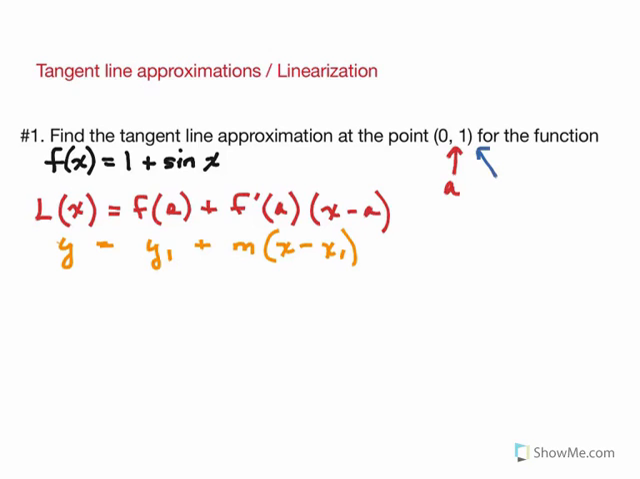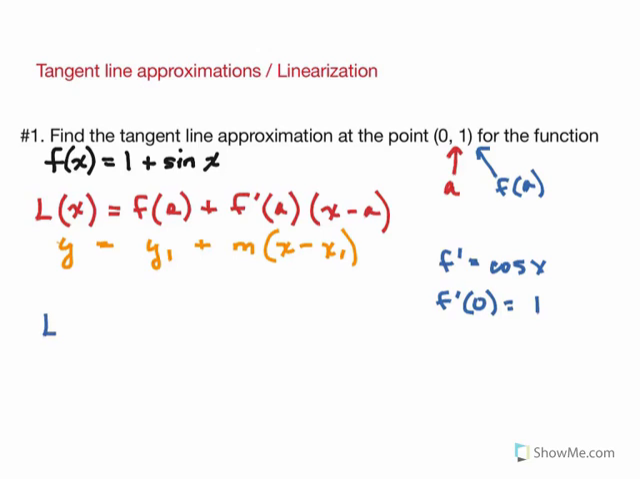Well, 1 is simply f of a. So we have that finished. That's easy. We need to find the derivative. I'm going to go ahead and do this over to the side here. The derivative, of course, is simply cosine of x. And we need to find f prime at a, so f prime of 0. That's simply going to be 1, cosine of 0. That's all we really need to substitute into our model.